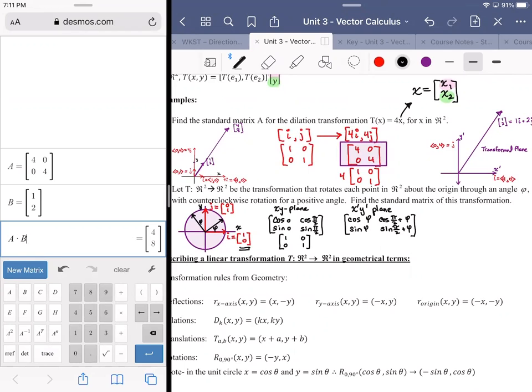pretty good shape. So if, for example, I wanted phi to be equal to pi over 6, then I would get a transformation with column vector radical 3 over 2, 1/2, and then negative 1/2, radical 3 over 2 for the other column vector. But that's all dependent on whatever the value of phi is. That would be the matrix that you would multiply any vector by in order to create that transformation.